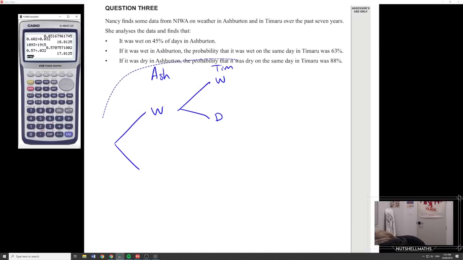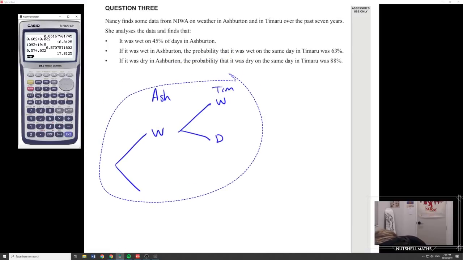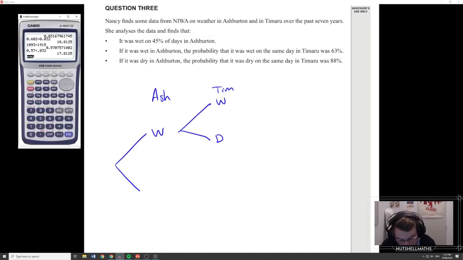Let's move this around a bit. That's what this "if it was wet" is really important. It's saying it follows after it. Okay. If it was dry in Ashburton, then we look at Timaru. Now let's look at this probability stuff.